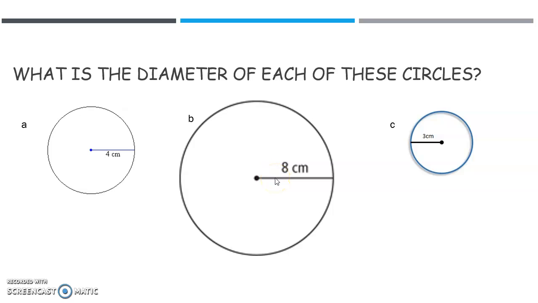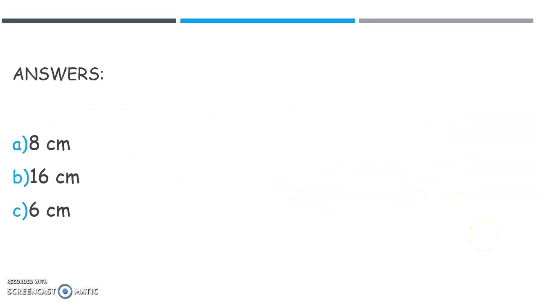So I want you to pause the video now and find the diameter of each of these circles. So for A, B and C, you can see that we have radii of 4 centimeters, 8 centimeters and 3 centimeters. And these are our answers here. You can correct them yourselves.